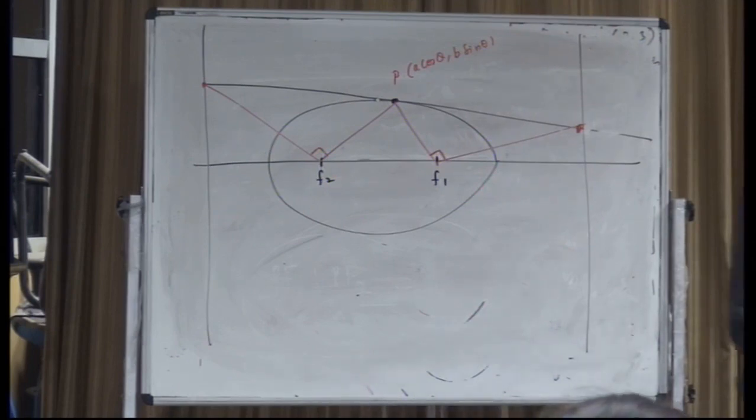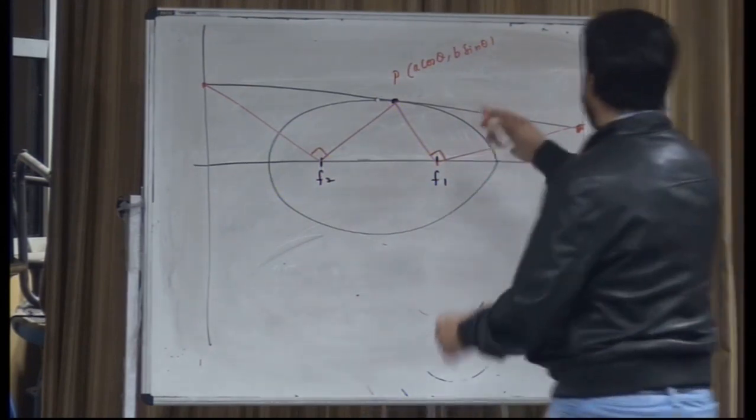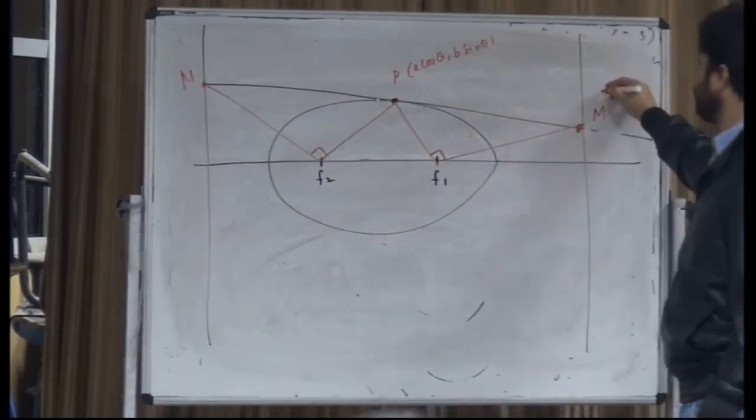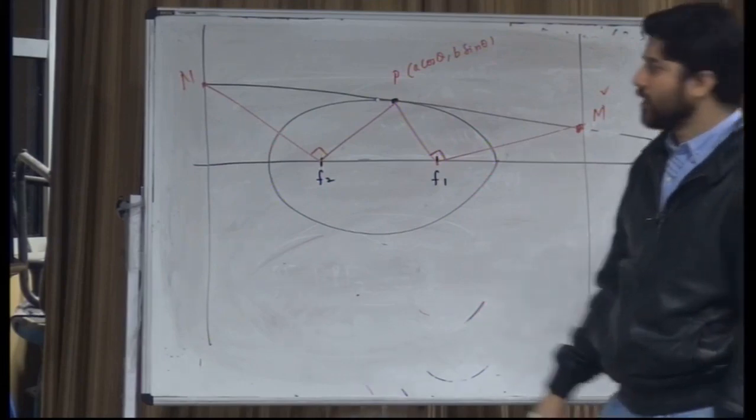How do we prove that any two lines are perpendicular? Use the concept of slope. And do you know the equation of tangent at P? What is the equation of tangent? x cos theta upon a plus y sin theta upon b is equal to 1. And what is the equation of directrix? a by e. So if I call it P, I call it M, I call it N. Can you find M? Can you find N?